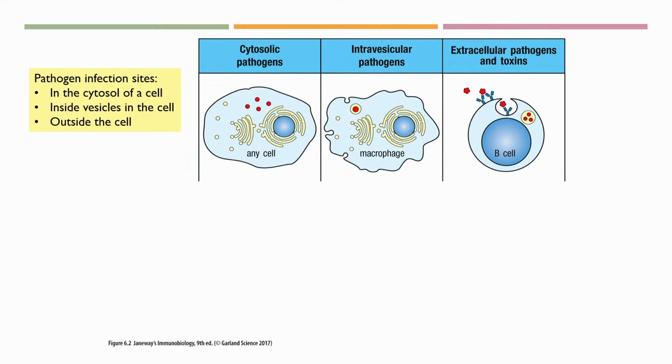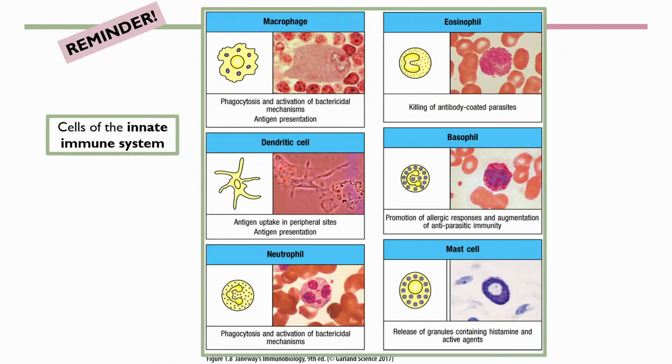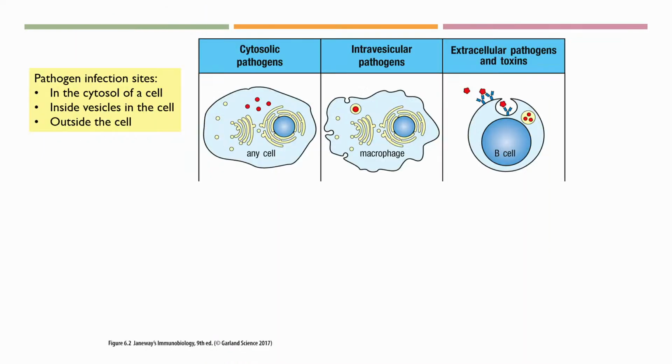Okay. So pathogen infection sites. The places that a pathogen can infect are inside of the cell, outside of the cell, and if it's inside of the cell, it can be in the cytosol, or it can be inside of a vesicle. So just to remind you here, I'm showing you cytosolic pathogens.